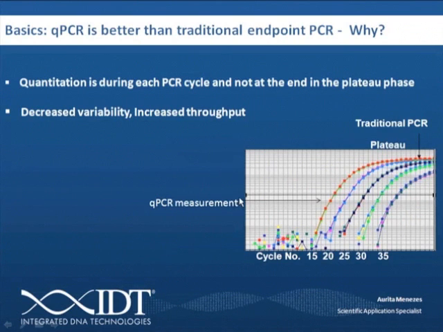Whereas with qPCR, you're making measurements during the exponential phase and during each PCR cycle. This gives you the ability to quantitate differences in the starting amount of target DNA between your samples. This consequently leads to decreased variability in your results, as well as the ability to have a high throughput in the number of samples that you can analyze.